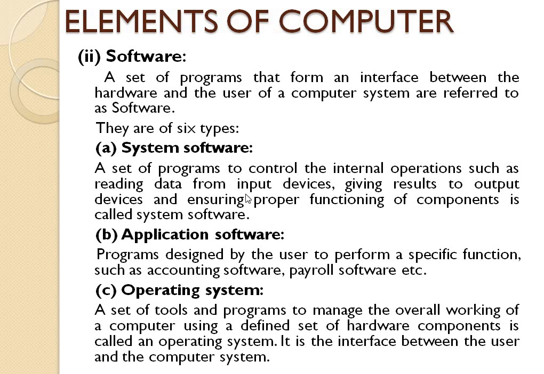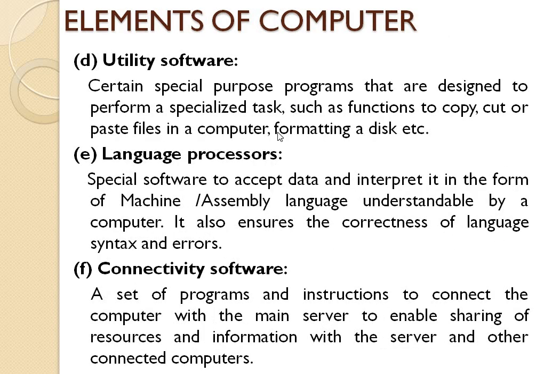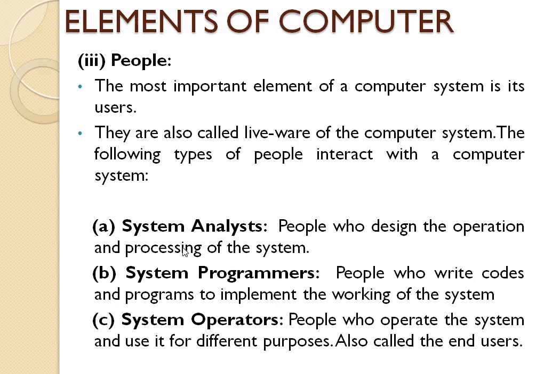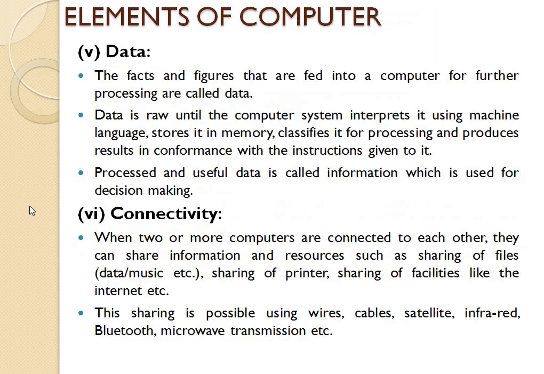Whatever hardware we have, to make it work we need software. Okay, there are 6 types of software: system, application, operating system, utility, language, and connectivity software. So you have 6 types.